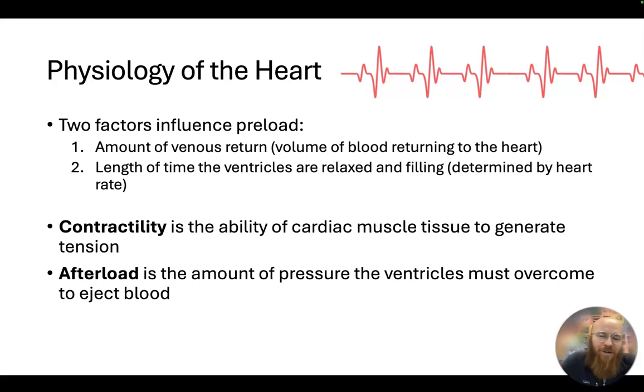We also have a couple key terms here. We have contractility. This is the ability of cardiac muscle to generate tension. So how capable is it of tensing up or contracting? And then afterload, which is kind of the opposite to preload, right? Afterload is the amount of pressure that the ventricles have to overcome to actually get that blood ejected. Okay? So afterload is like, what do we have to get to in order for blood to eject? Contractility is our overall ability to create tension, so how strong that tissue is.